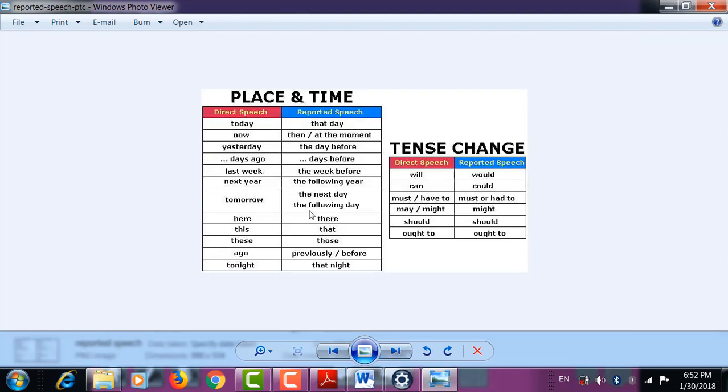This is for the tenses. We have here the adverbs of time and place. We change today into that day. Now, we change it into then or at the moment. Yesterday to the day before. Days ago into days before. Last week to the week before. Next year into the following year. Tomorrow into the next day or the following day. Here to there. This and these into that and those. These are the demonstratives. Ago, previously or before, tonight, that night. Okay, this is for the adverbs of place and time.